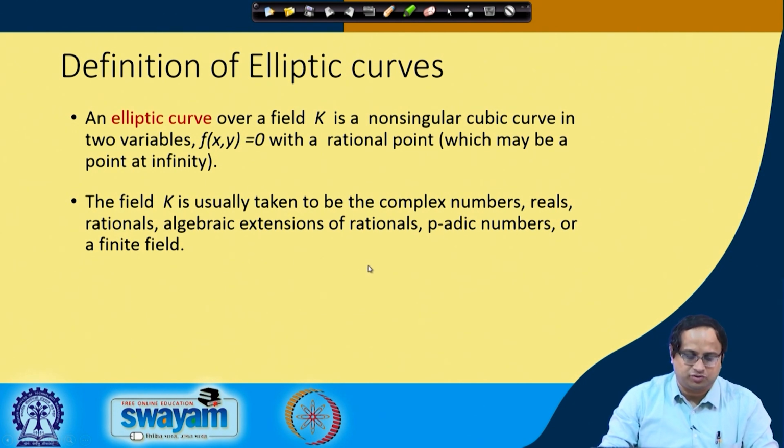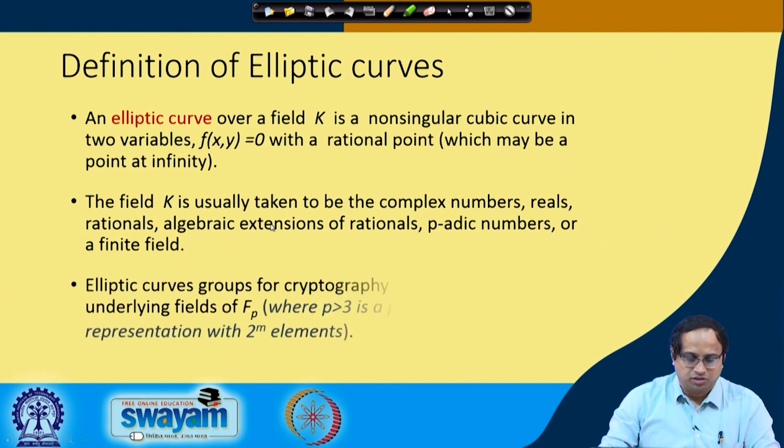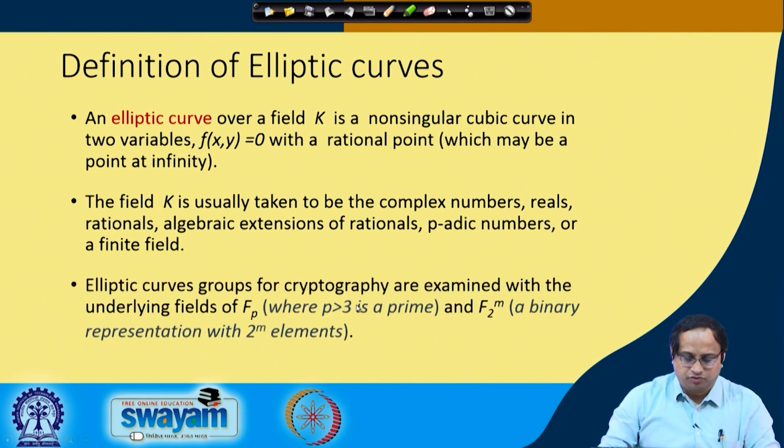There are different elliptic curves that you can define, but what we will be considering in this course on hardware security is elliptic curves defined on characteristic prime fields and also characteristic 2 fields. These are the two popular alternatives used in hardware architectures. The underlying field is either GFP or GF2 to the power of m. The architecture that we will be studying in detail will be on GF2 to the power of m, simply because they are more conducive for efficient architectures. So elliptic curve groups are examined with the underlying fields Fp and also F2 to the power of m, which is a binary representation with 2 to the power of m elements.